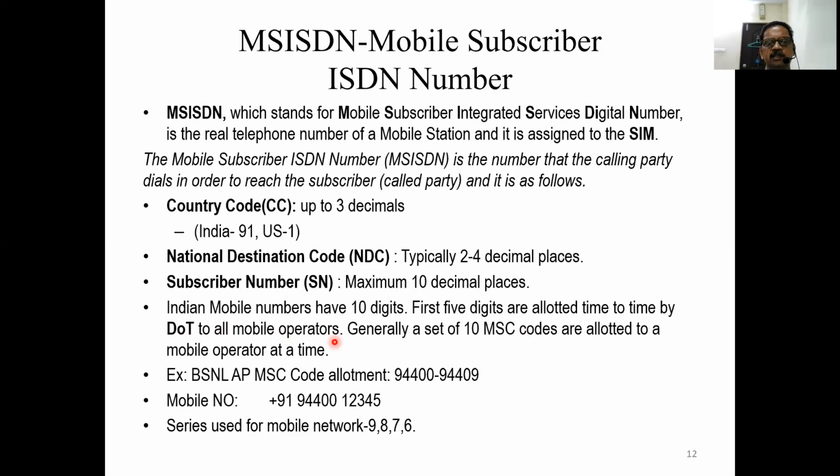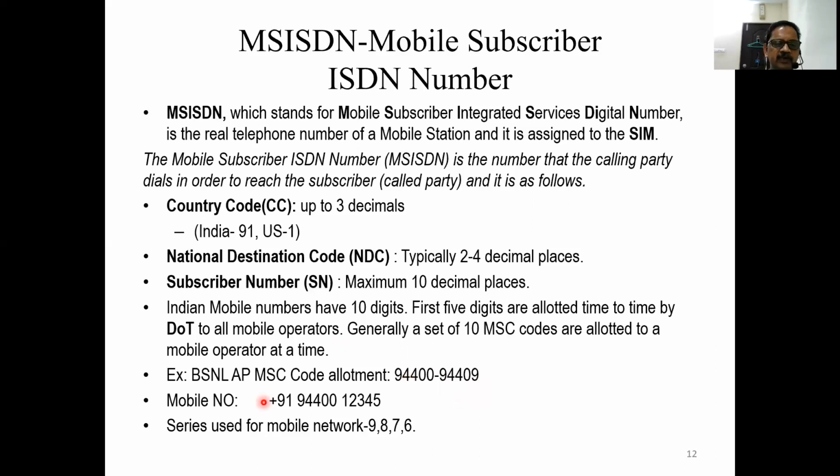Once you exhaust those, initially they give 10 MSC codes, mobile switching center codes, of 5 digits. After you exhaust 10 sets, you can ask for another set. That is how they do it. For example, in the BSNL AP MSC code allotment, initially they have given the code 94400 to 94409. That means a set of 10 digits.